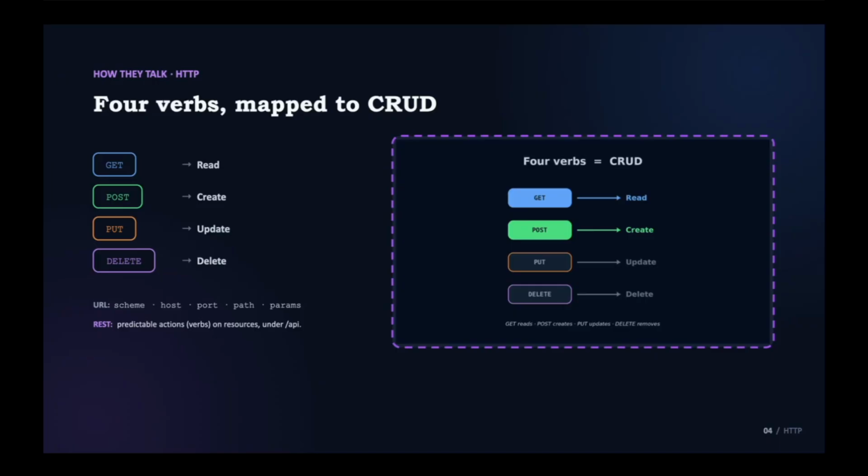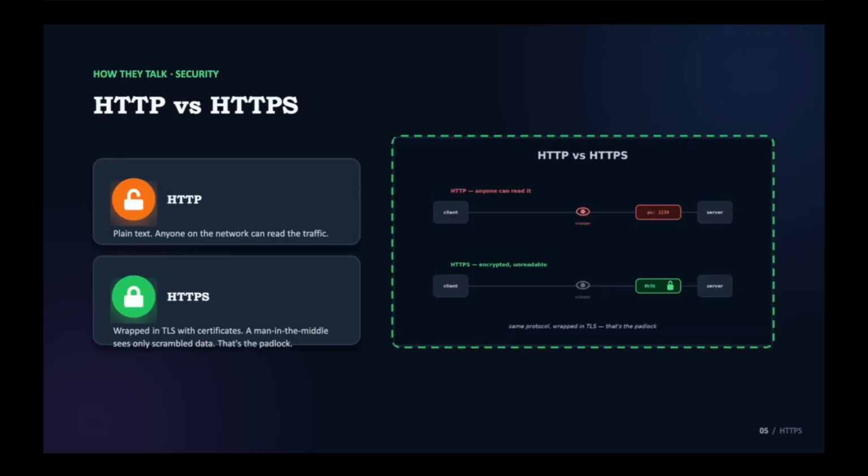the scheme, HTTP or HTTPS, and then the host, which in development is just localhost, and then the port, and then the path to what you want, and optionally some parameters after a question mark.